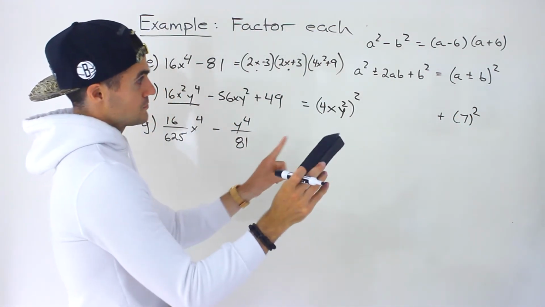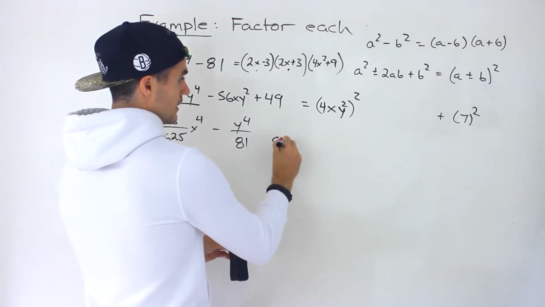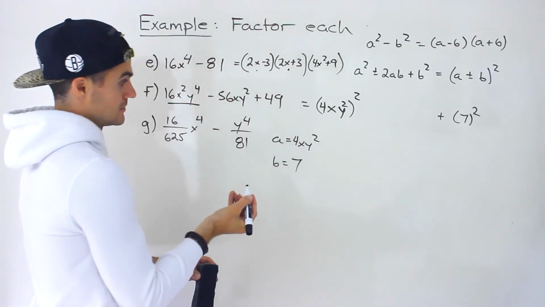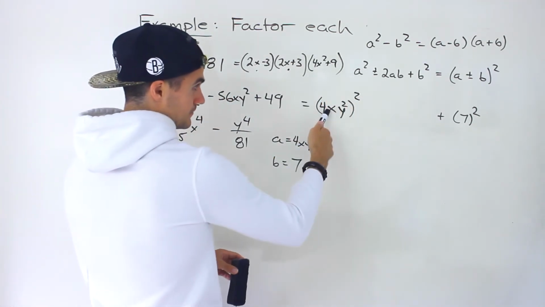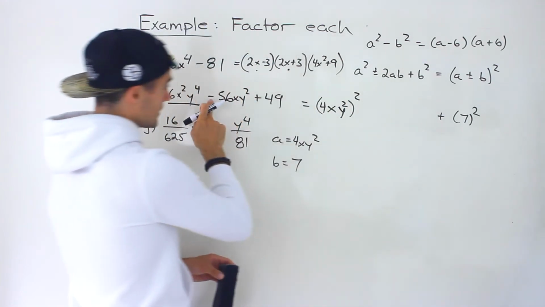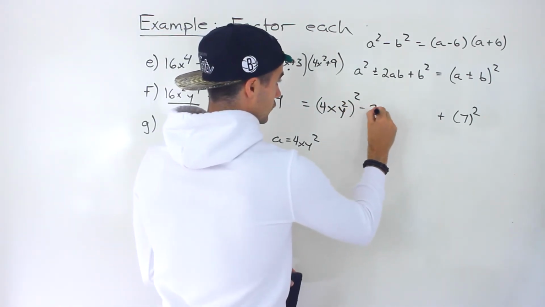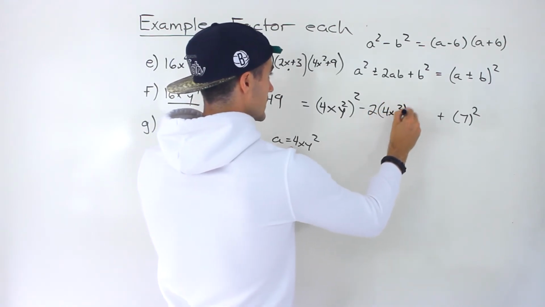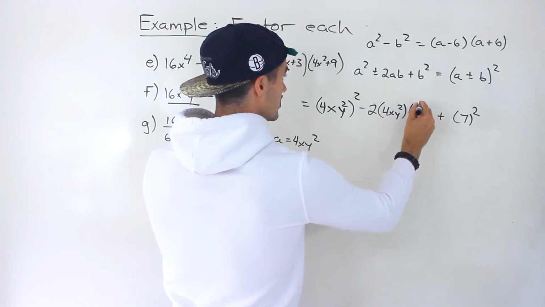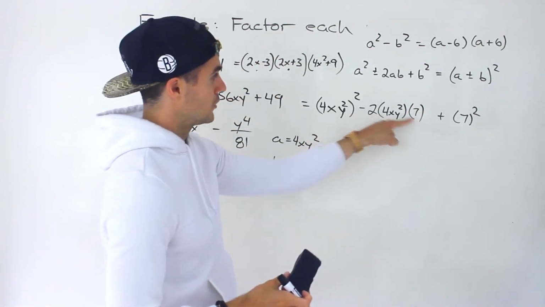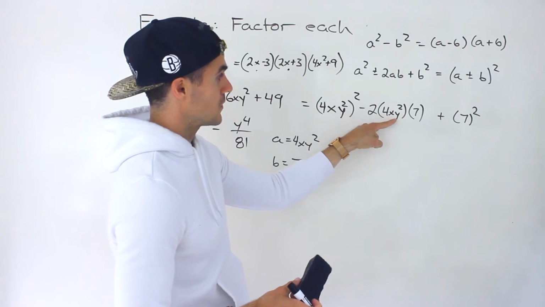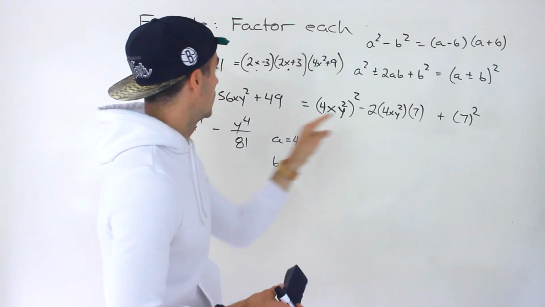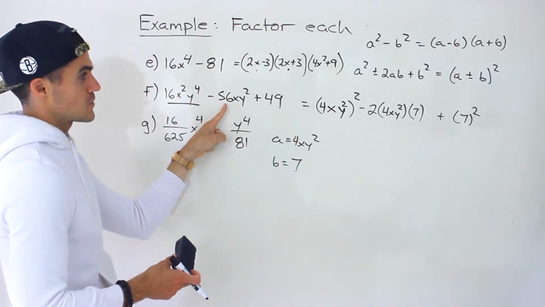So with the n terms, notice that the a value is 4xy squared. The b value is 7, right? A, b, and then because we have a negative here, let's see if we get that middle term that we're looking for. So minus 2 times the a value, which is 4xy squared, times the b value of 7. What happens when we multiply these? Negative 2 times 4xy squared would give us negative 8xy squared, times 7 would give us negative 56xy squared.